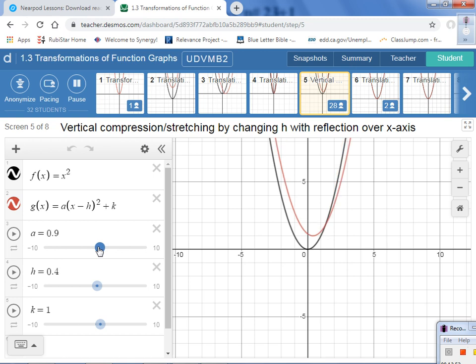Let me show you. Between 0 and 1, from there to there. Instead of stretching, it becomes what? Compress. It compresses. And everything along the vertical axis.